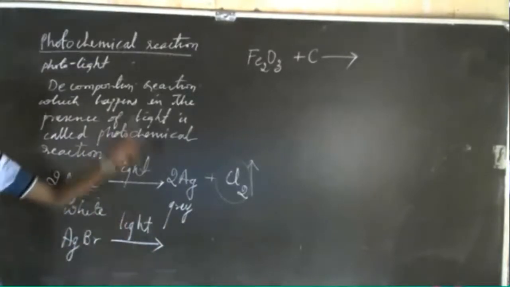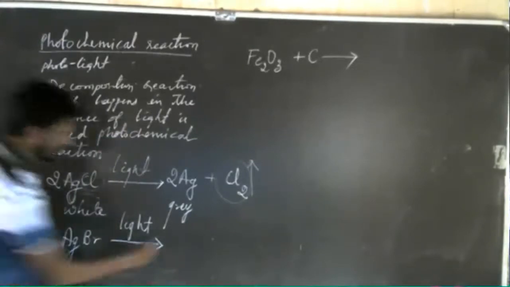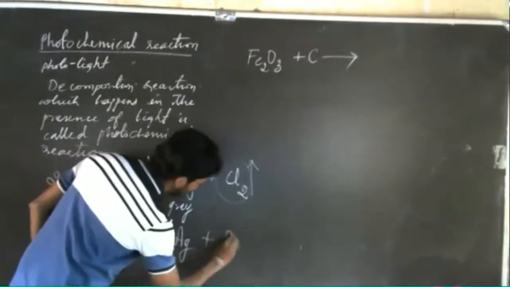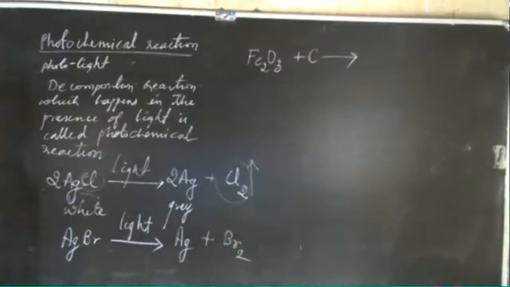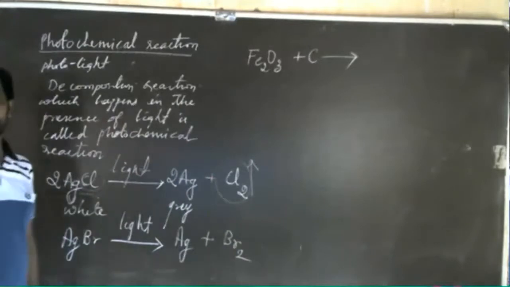So this reaction and that reaction. We'll complete this reaction now. So Ag plus Br2. Bromine again is a diatomic molecule. That's why Br2 we have to write. Some of you have written already. Very good.